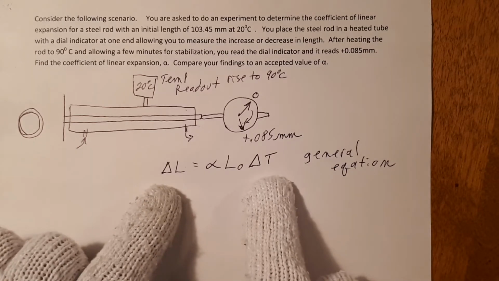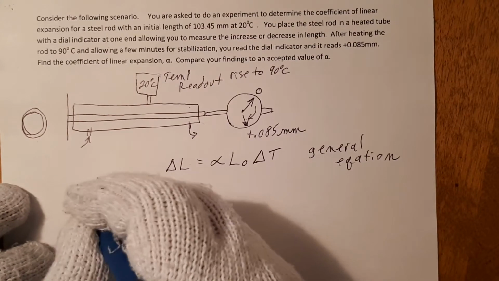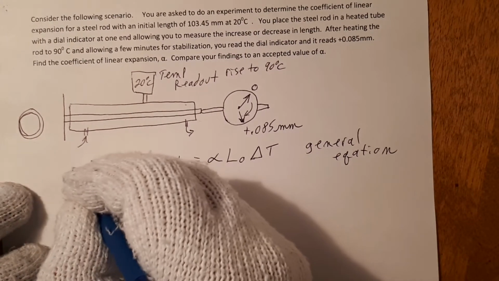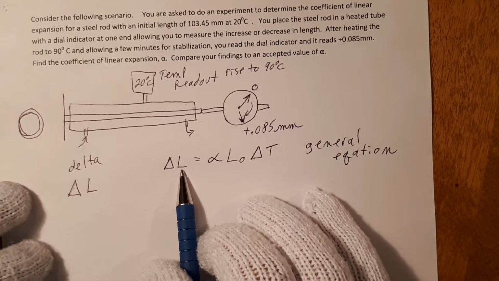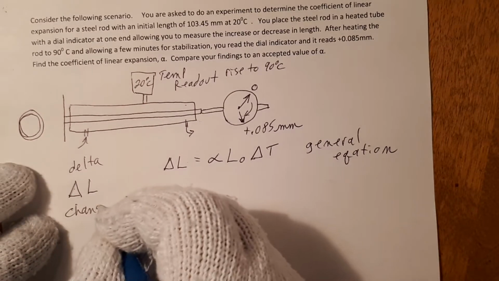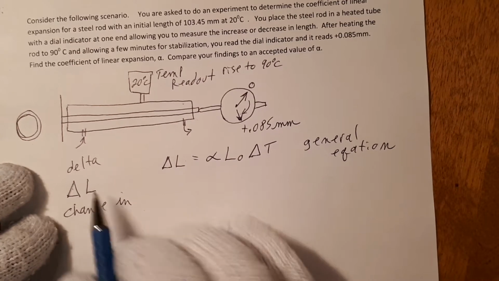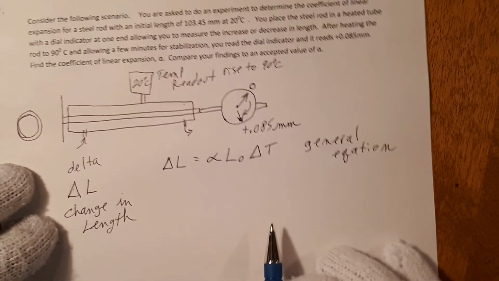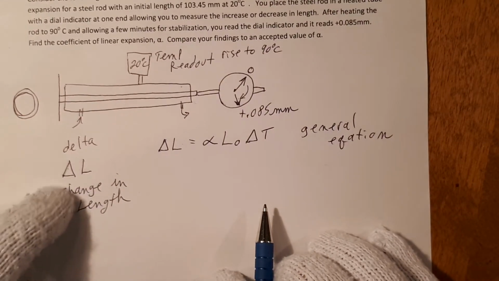Now let's look at these two terms. Delta L. That triangle is the Greek letter delta, and L represents length. Delta means change in whatever the unit is. In this case right here, it's going to be length. So the change in length. It's simply shortened to delta L, and it's understood it's going to be a change in length.